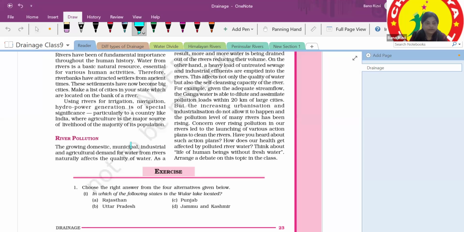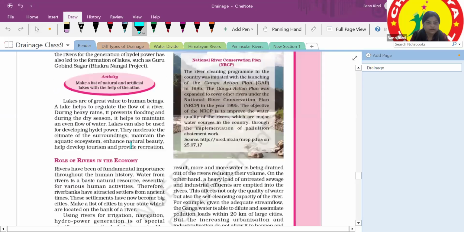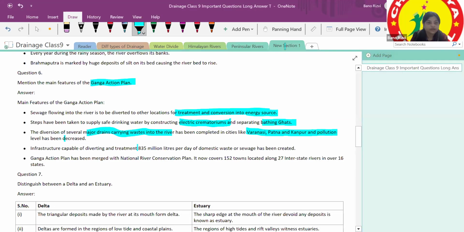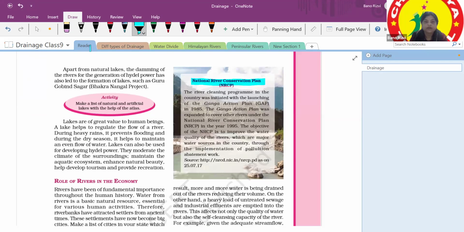Yeah, the growing domestic, municipal, industrial, and agriculture demand. National River Conservation Plan. So this was the question. The river cleaning program in the country was initiated with the launching of the Ganga Action Plan, that is GAP, in 1985. The Ganga Action Plan was expanded to cover other rivers under the National River Conservation Plan, NRCP, in the year 1995. The objective of the NRCP was to improve the water quality of the rivers, which are a major source of water in the country, through the implementation of pollution abatement work.